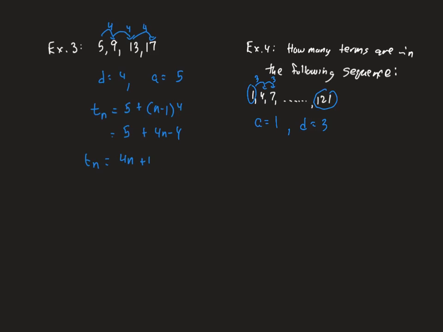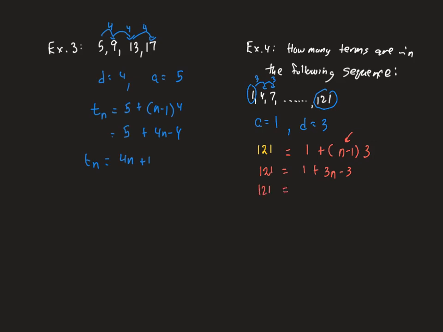So if I were to make my equation, I am looking for when I get 121. Okay? So using my formula, I know my first term was 1 plus n minus 1 times 3. I don't know what n is, so I want to solve this. So you expand and do what you can. 121 is equal to 1 plus 3n minus 3.